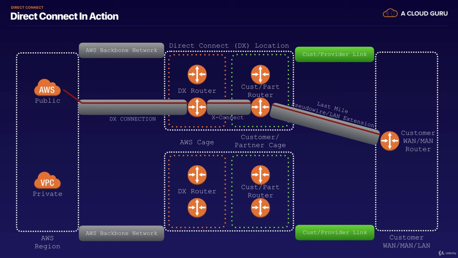And what happens is we run a connection from our own data center all the way up through our customer or partner routers. That then cross connects into the Direct Connect routers, and then has a dedicated connection to the AWS public services. So this could be things like S3. And then we also get a dedicated connection into our VPC. So this isn't traversing the internet at all. It's a Direct Connect connection through a dedicated line into our own cage or into a partner's cage, through a cross connect, and then into the Direct Connect routers, which then goes over the AWS backbone network into AWS. So that's all Direct Connect is.